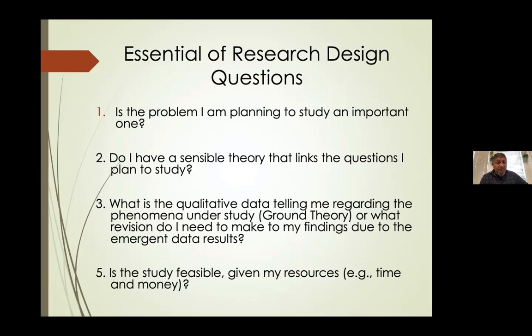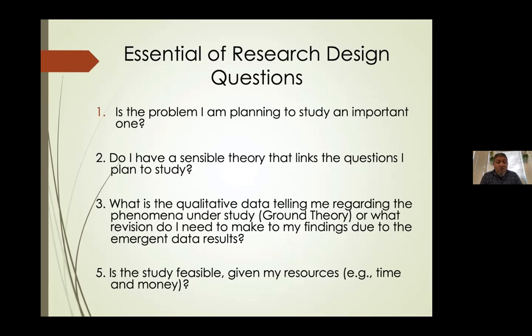Do I have a sensible theory that links the questions I plan to study? Going back to the same thing: unless you do a literature review, you don't know what theories other people are using. You don't know how they are connecting them. So that is important. For example, in your assignment, it was very important for you to first get your theoretical framework, meaning which theorists are saying what about your type of work. And then secondly, creating a model, because that model helps us understand how you are thinking about the issues, which we now call factors or variables, so that those issues can actually be examined under the light of research.